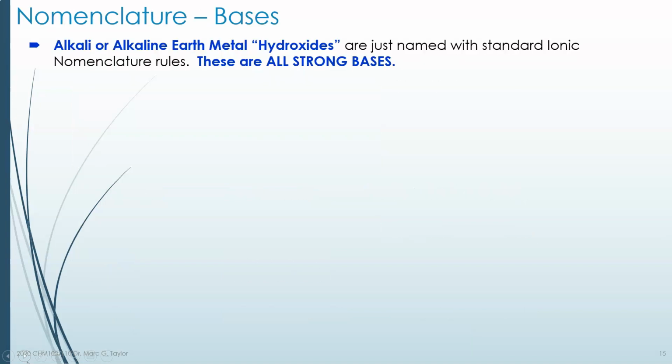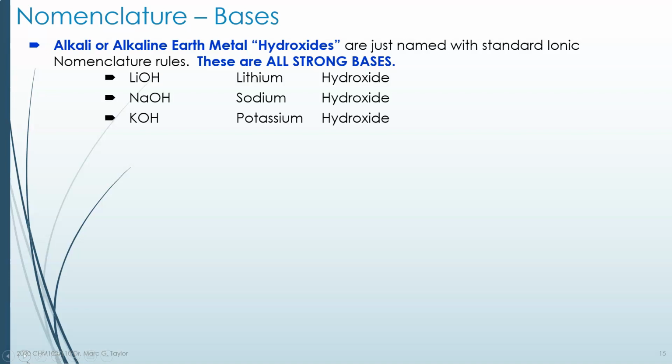So let's look at naming bases, the nomenclature of bases. And bases come in 2 basic varieties, no pun intended. Your hydroxides, which are usually alkali metal or alkaline earth metal hydroxides, and they can be other kinds of metal hydroxides, but these are the strong bases, the alkali and the alkaline earth metal ones. So these are things like lithium hydroxide, sodium hydroxide, potassium hydroxide.